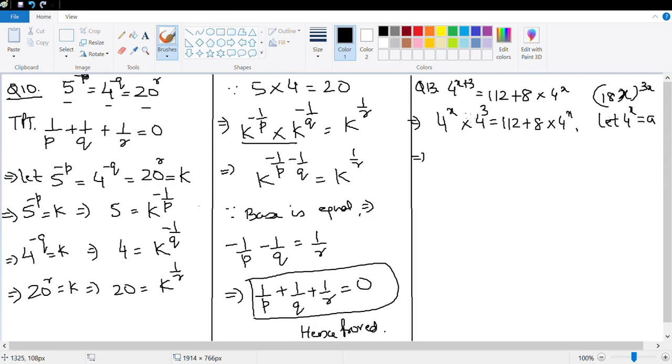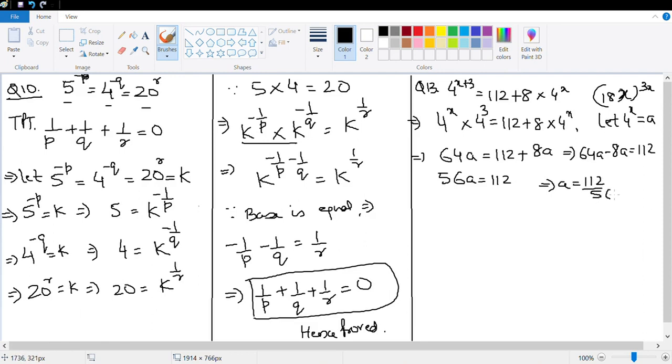Let 4 to the power x is equal to a. Why am I doing this? Because I notice that the bases are not equal and the signs are not all multiplication or division. So let's see what I can do. So this is 4 cube, that's 64a is equal to 112 plus 8a, which means 64a minus 8a is equal to 112. 56a is equal to 112, which means a is equal to 112 upon 56. Therefore, a is equal to 2.